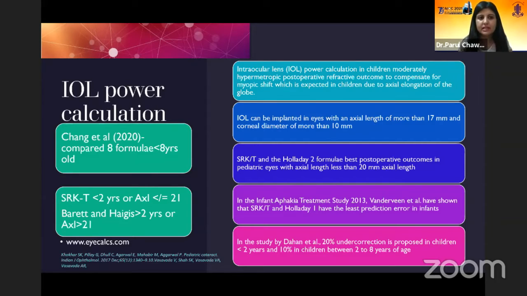So now a recent study by Chang et al. in 2020 compared 8 formulae in less than 8 years old children. They found that SRK/T was preferable in children less than 2 years of age or with axial length less than 21. And Barrett's and Hagis were preferred in children more than 2 years of age or axial length more than 21.